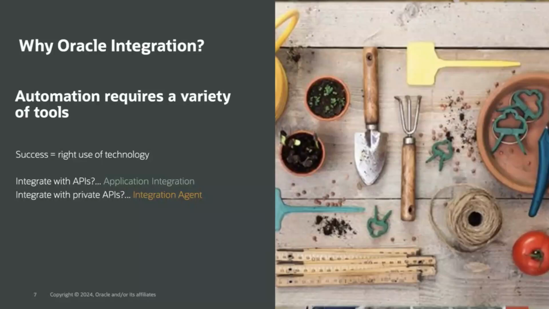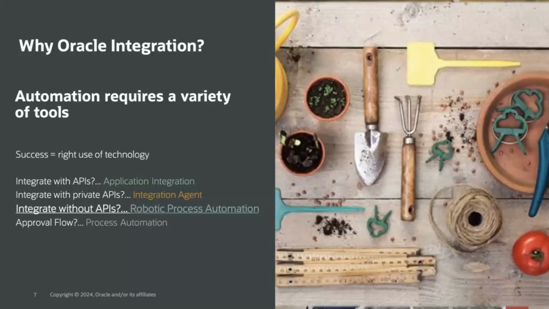If you need to integrate with private APIs, APIs that are not exposed over the internet, that are on-prem or in a different cloud, you can use the integration agent that comes with it. If you have any applications which don't expose APIs, you can use the RPA, and that's why this fits into the OIC world, as you'll see when we show the demo.